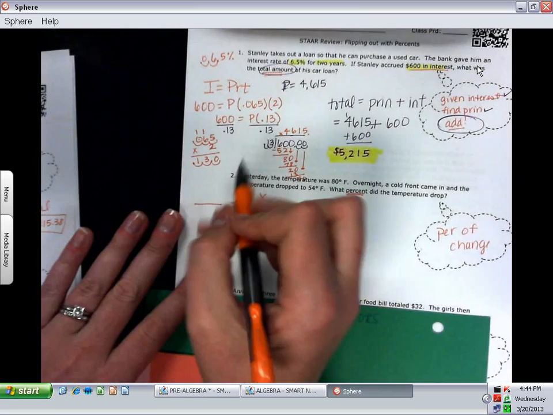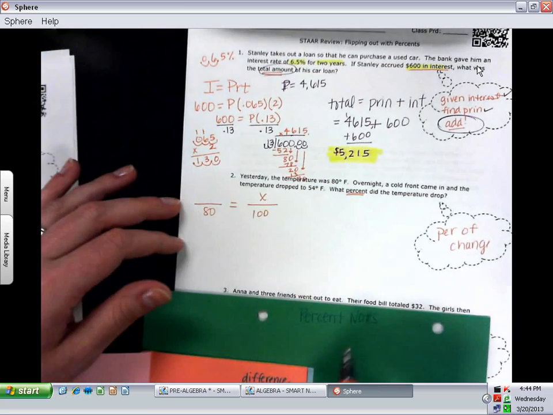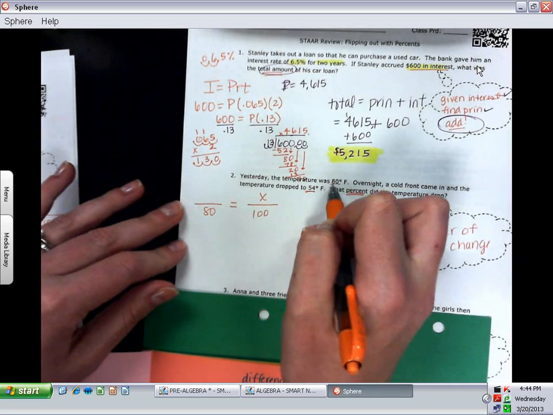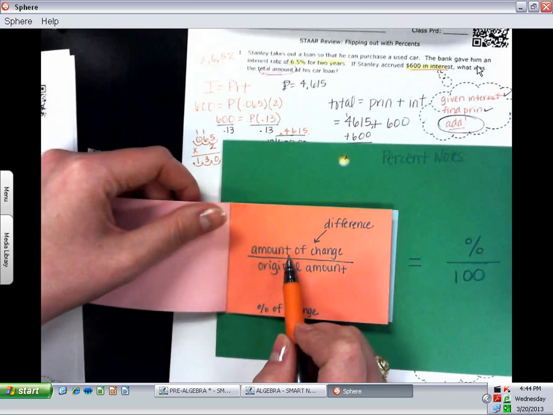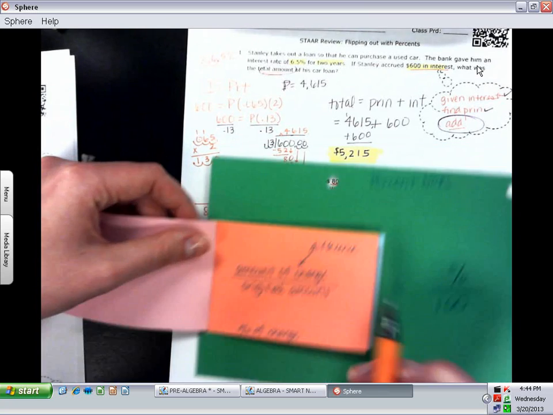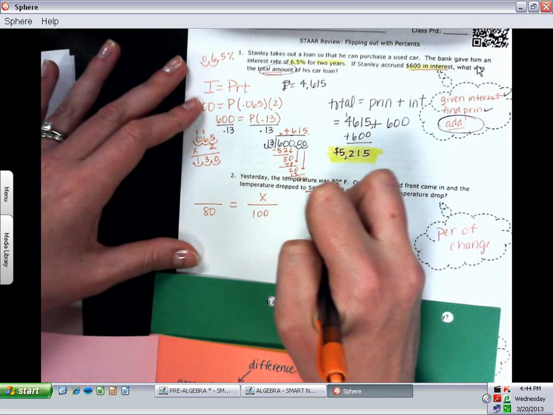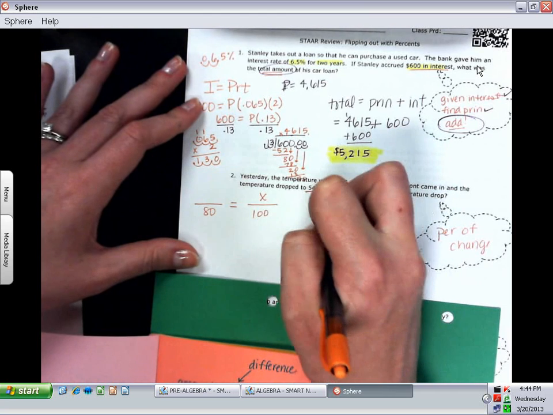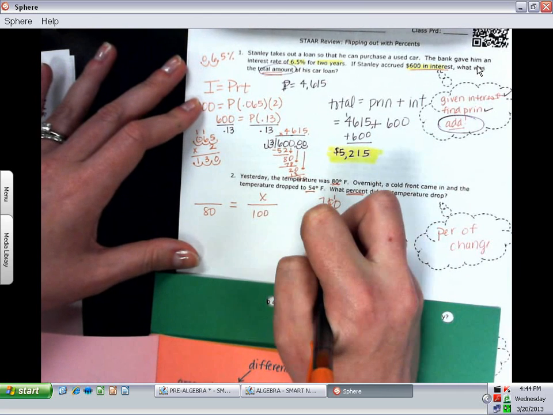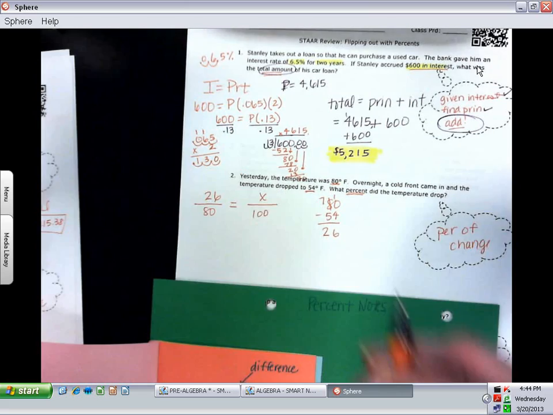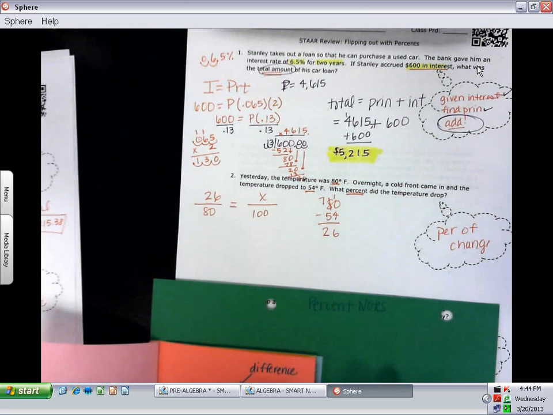So what was the temperature originally? It was 80. And it changed. It went to 54. But the top of my foldable says I want the amount of change, the difference between the two. So 80 minus 54 is 26. So now I have 26 over 80 equals X over 100.